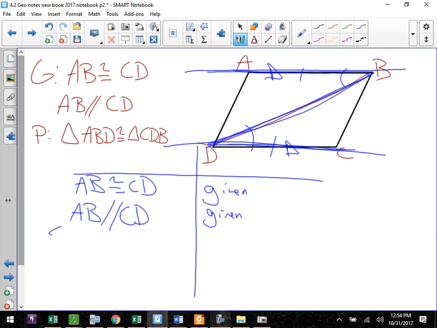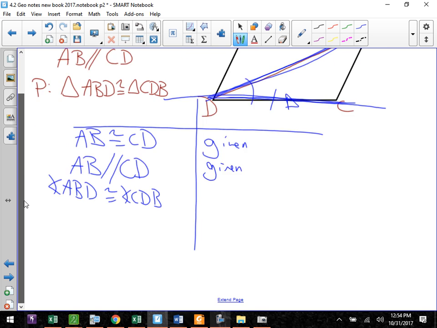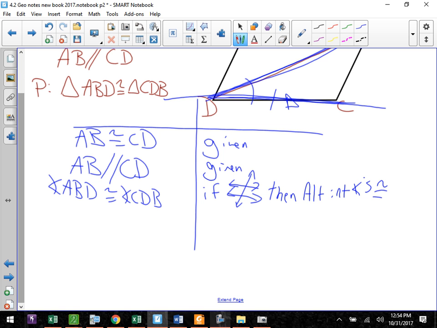We can say that now angle ABD is congruent to angle CDB. And this is where it's weird to write out. The reason that those two angles are congruent is because if two parallel lines are cut by a transversal, then alternate interior angles are congruent.